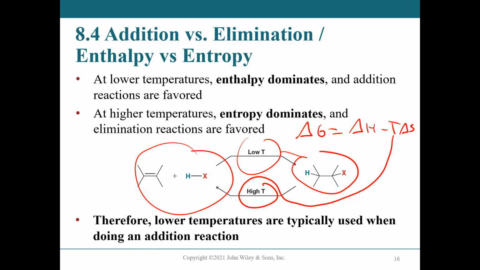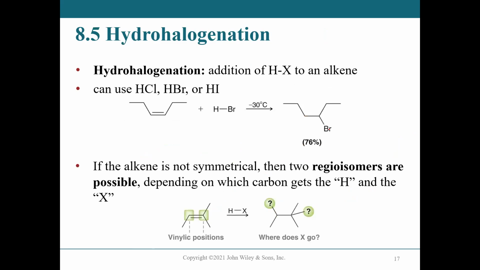All right. So hydrohalogenation, addition of HX, where X is some type of halide, to an alkene, can use HCl, HBr, or HI. If an alkene is not symmetrical, then two regioisomers are possible depending on which carbon gets the hydrogen.